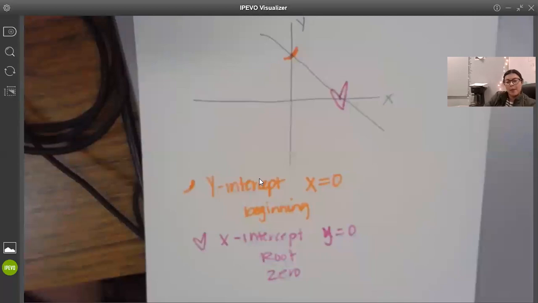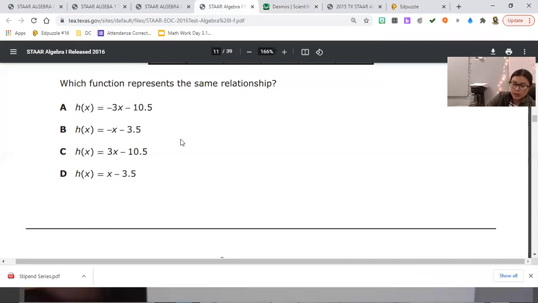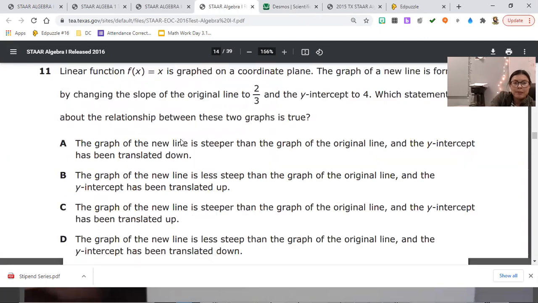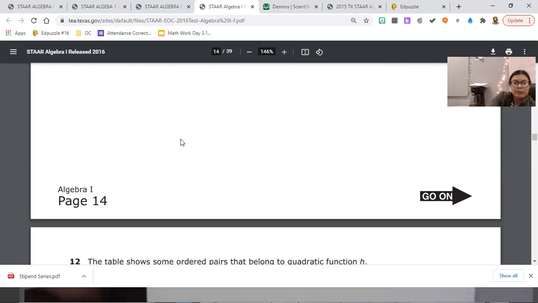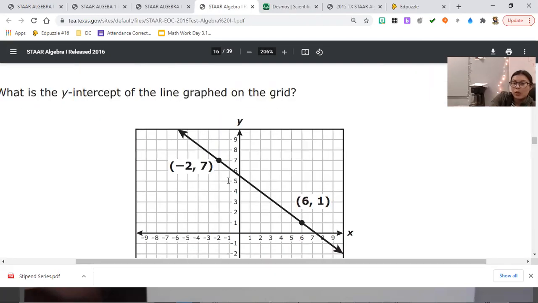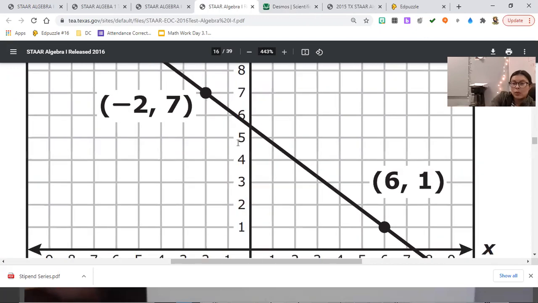So let's do an example. Here we go. It's asking you for the y-intercept. I'm going to zoom in. I want you to tell me what's the y-intercept. It's where it crosses this line. The graph crosses right there at 5.5. You have to know this. It's super important. Let me show you another example.